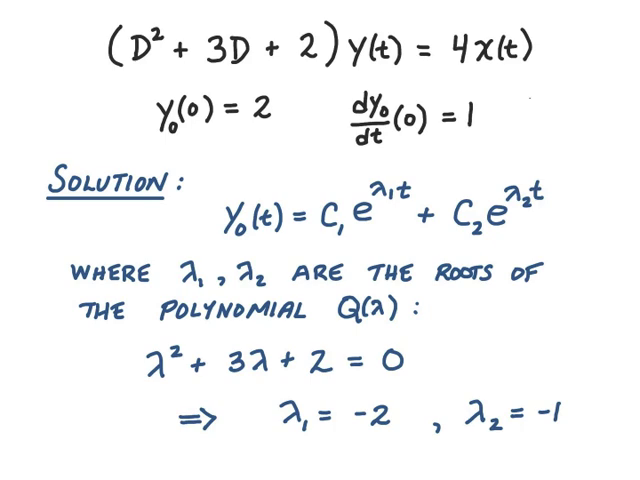Since this differential equation is second order, we'll have two modes. And so we can write y0(t) is equal to c1 e^(λ1 t) + c2 e^(λ2 t), where λ1 and λ2 are the roots of the polynomial λ² + 3λ + 2 = 0. When we find the roots of that polynomial, we'll find one root is minus 2 and the other one is minus 1.